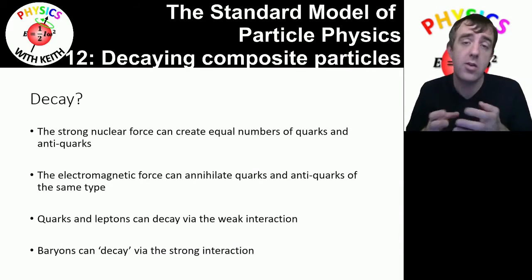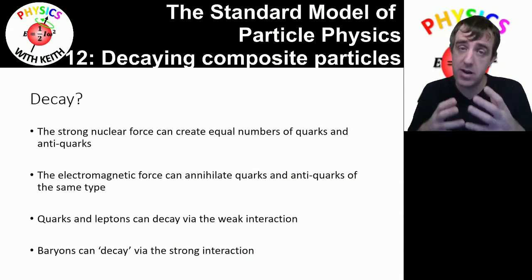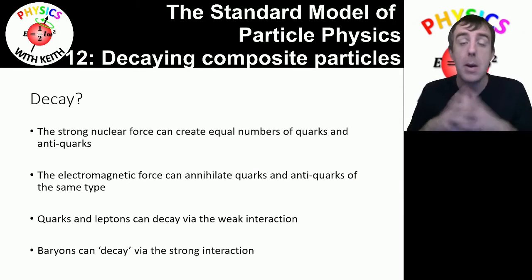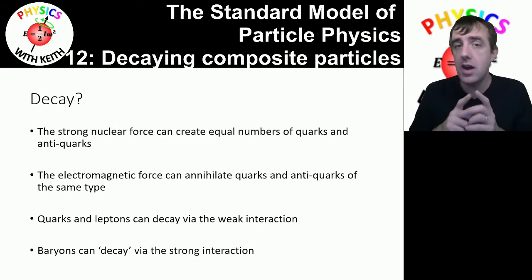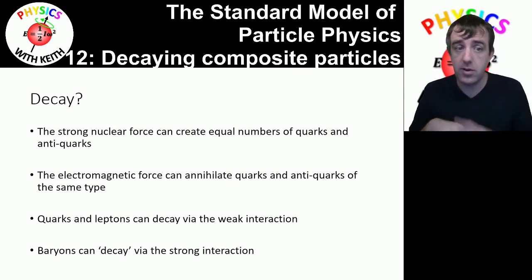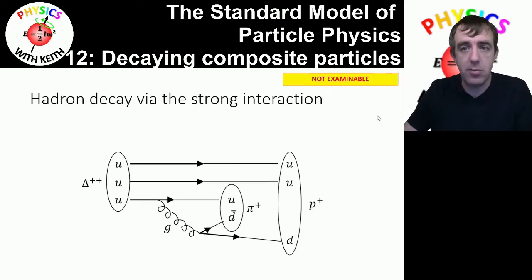In the last video, we had a look at gluons and quarks and quantum chromodynamics and how new quarks and antiquarks can be created in collisions. In this video, we're just going to have a look at how hadrons can decay via the strong nuclear force. The weak nuclear force is needed to decay fundamental particles, elementary particles, but composite particles, hadrons, can decay via the strong nuclear force. So let's have a look at a few examples.